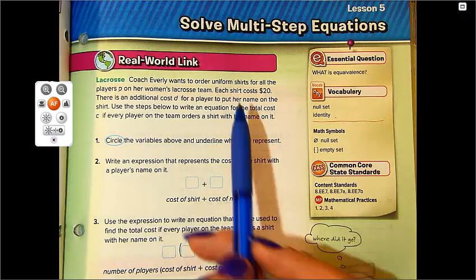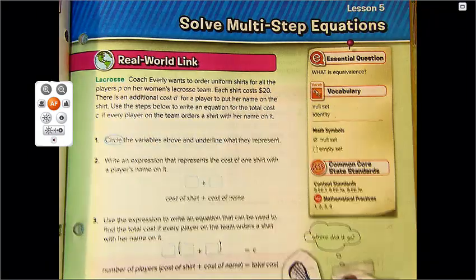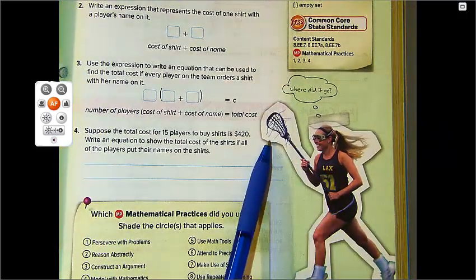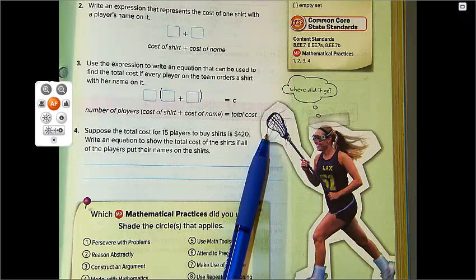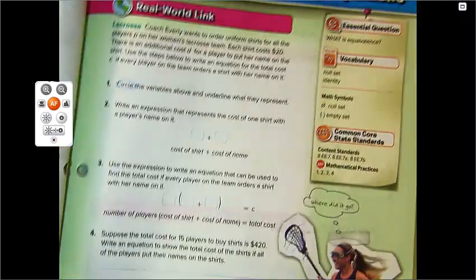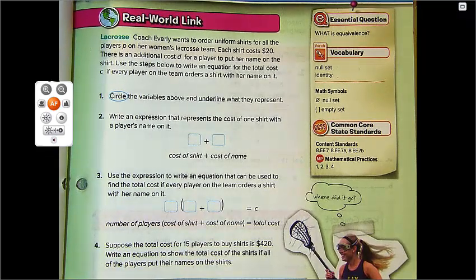The first thing that we're going to talk about is right here. We are talking about a lacrosse team. And if you don't know what lacrosse is, just some background knowledge, it's where they throw a ball and they catch them in these baskets. It's a lot like soccer, only instead of using your feet, you're going to use this basket. So you can try to score goals. So we are talking about a coach who wants to get new lacrosse uniforms.